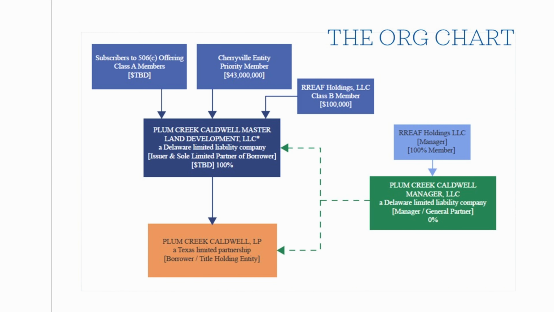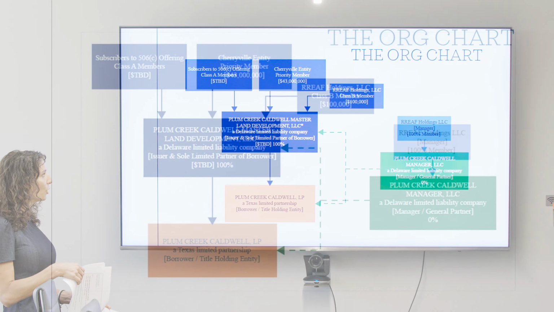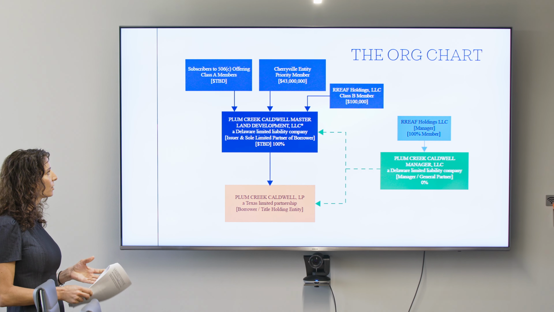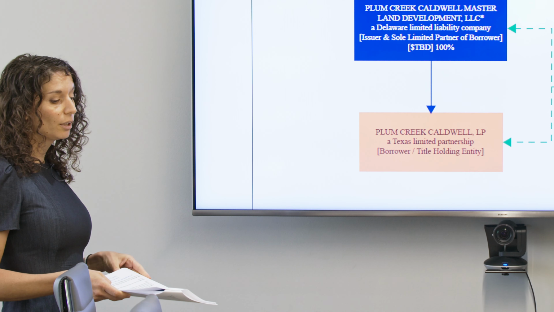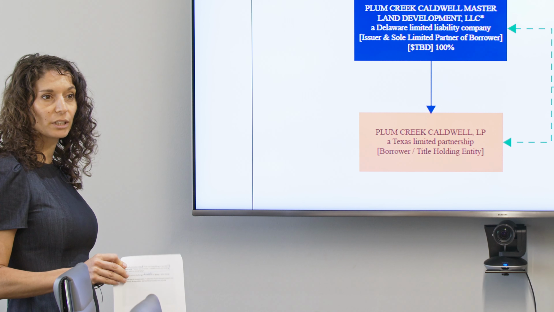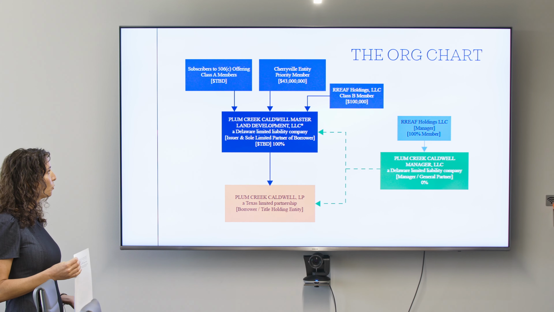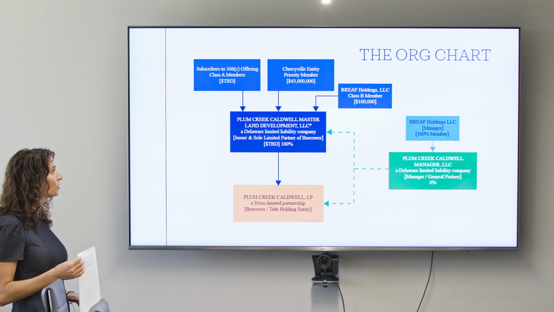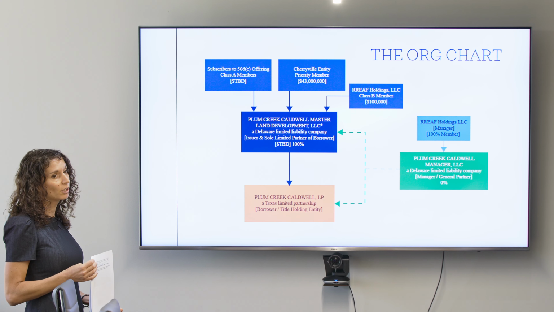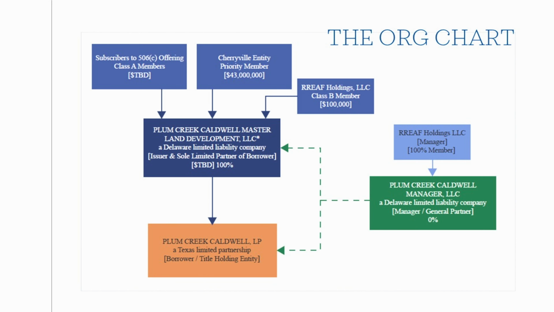So find the names that I was just going over. At the bottom, you have Plum Creek Caldwell LP, which is the limited partnership, owns title to the actual property. The 100% owner is the Plum Creek Caldwell Master Land Development Company. So when we get investors and we do an offering, I think you guys learned about the offerings that we do to raise money for these deals, the investors' money goes into Plum Creek Caldwell Master Land Development Company. We call it the holding company. So now we have a PropCo and we have a holding company. And then in green on the right is the manager.